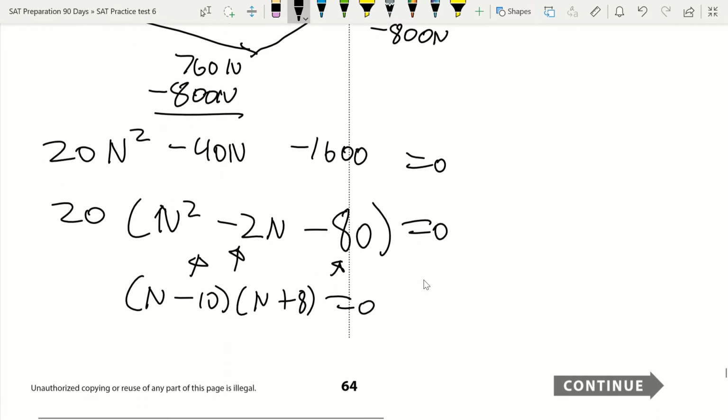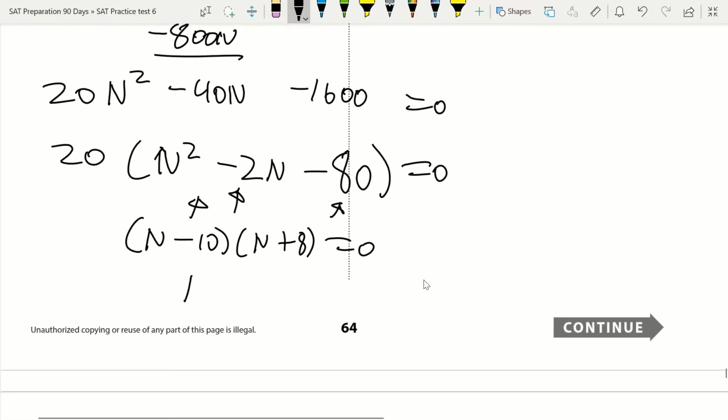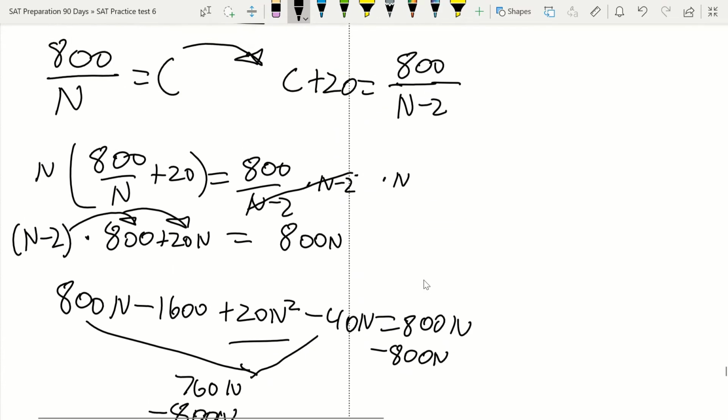Now keep in mind our number of friends has to be positive, therefore our original number of friends is going to have to be that 10 there, right? Because we're going to flip that sign, get a positive, so our answer there is going to have to be 10. So that's for number 31.